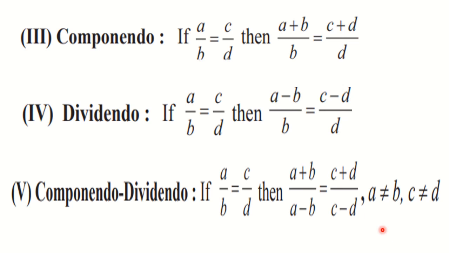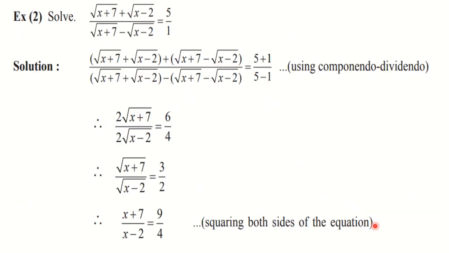Now in the previous lecture we have seen application of these properties also, and one solved example based on that was taken by me. Now I am going towards the second example. It is from the textbook. All of you can see it in the textbook. So the question is: solve square root of x plus 7 plus square root of x minus 2 upon square root of x plus 7 minus square root of x minus 2 is equal to 5 upon 1. To solve means what? We have to find the value of x. So here you will observe that these two terms are same. These two terms are also same.